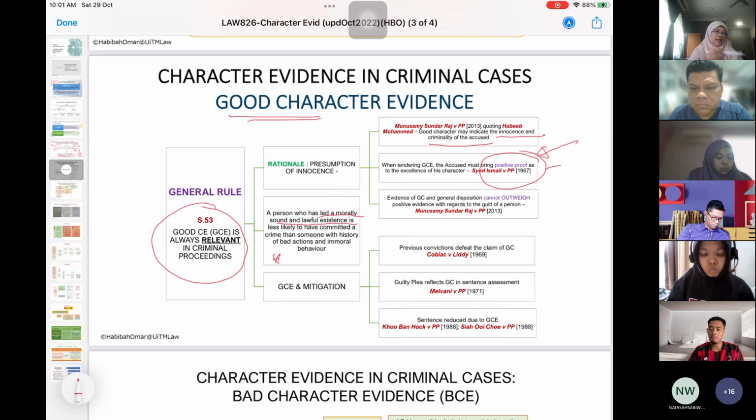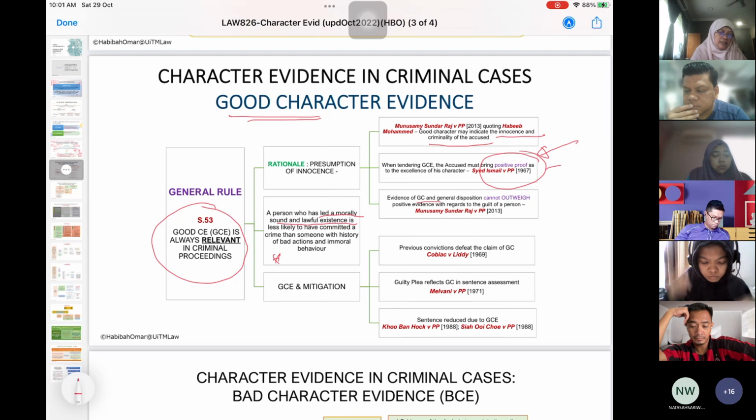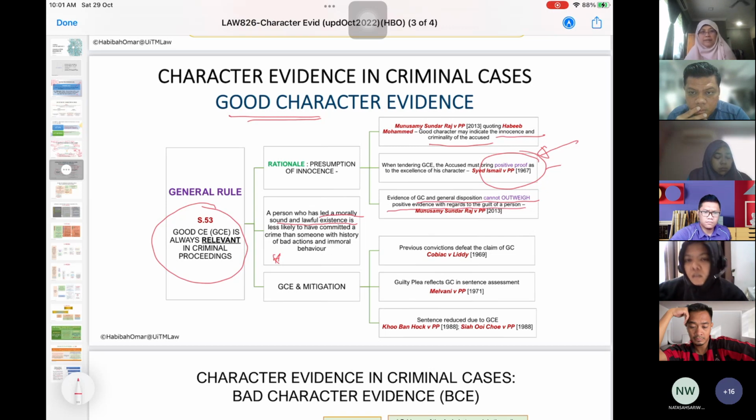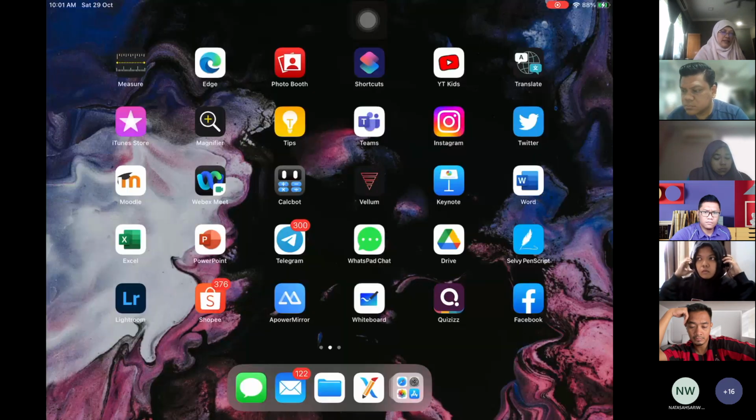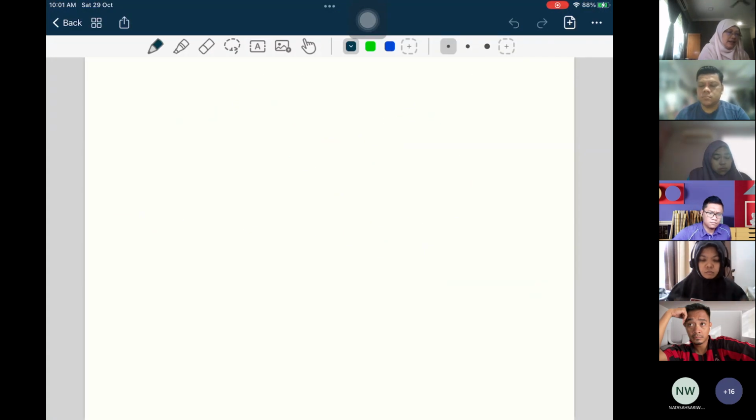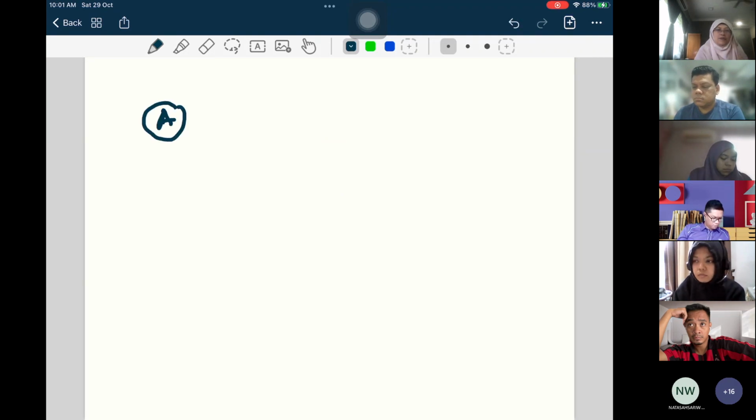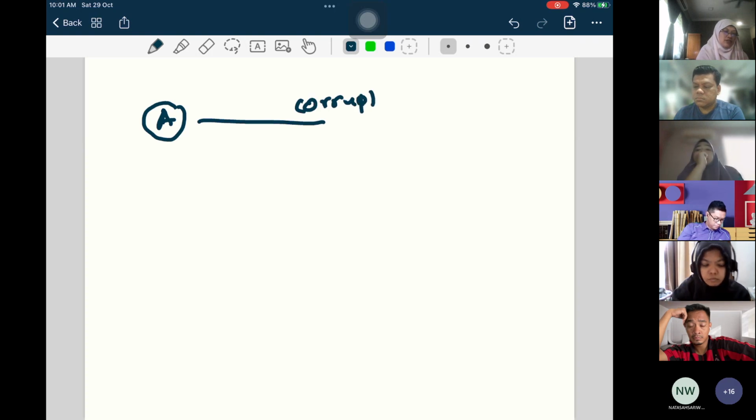Having said that, kena faham bahawa evidence of good character and general disposition cannot outweigh positive evidence with regards to the guilt of the person. Ini maksudnya apa? Now, if you look at the situation, okay, katakanlah you have here an accused person here being charged for corruption. Ya, being charged for corruption.